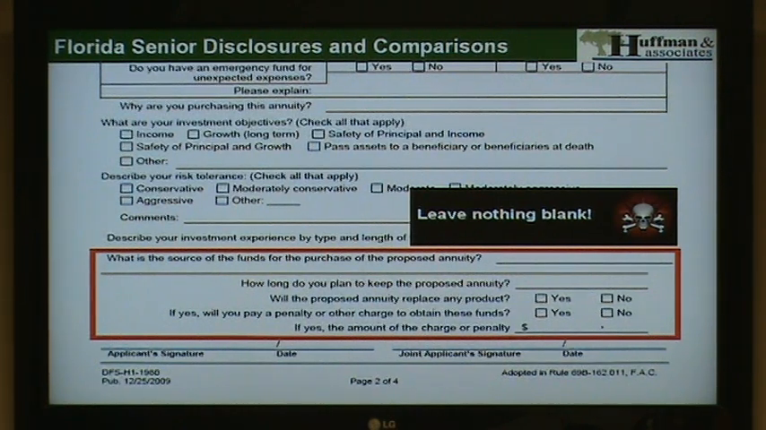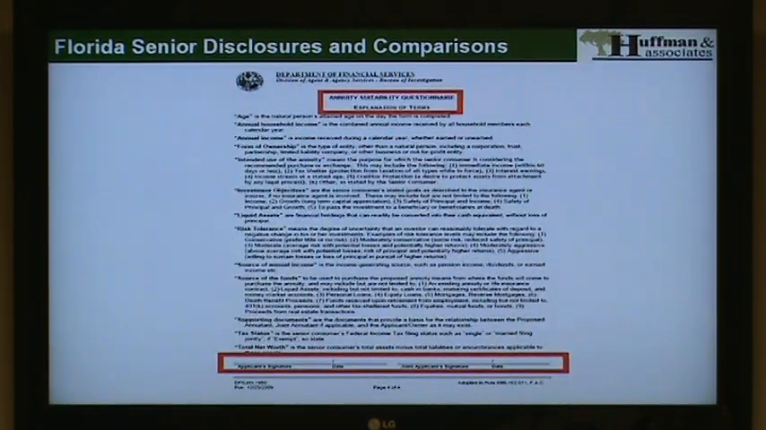Will it replace any product? Until clarification is received from the department, assume this to mean any financial product, not just an annuity, and if yes, list it in the source of funds question above. Penalty charge. If yes, answer with the amount of the charge. If no, answer with NA. Do not leave blank. And finally, page 4, the explanation of terms.